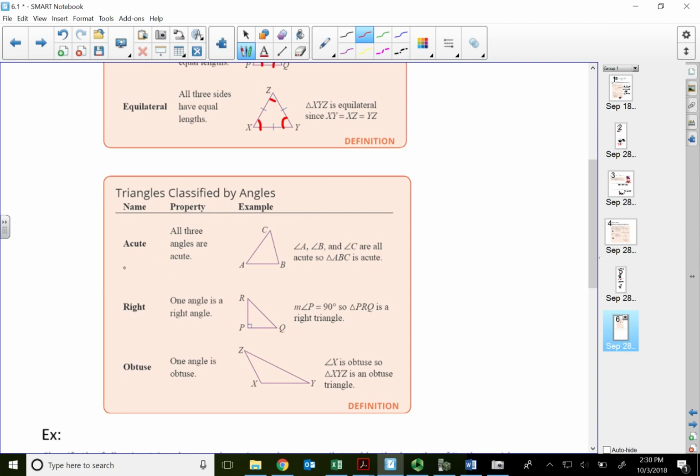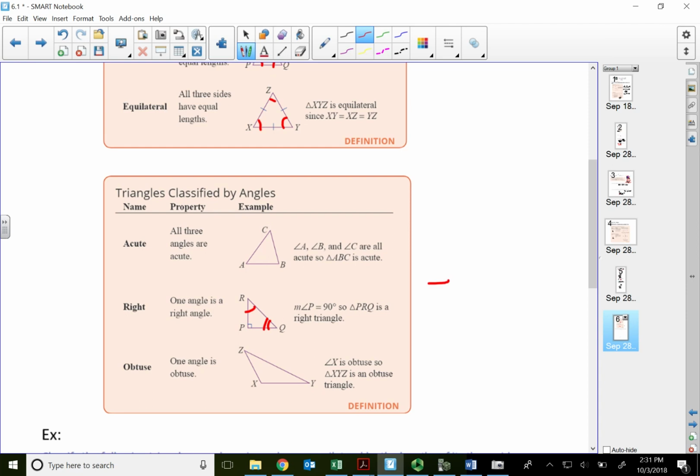So acute triangle means all three angles within are acute angles. Right triangle simply means a triangle with one angle exactly 90 degrees. Therefore, the other two angles don't have to be the same. We just know these two angles have to add up to 90 degrees.